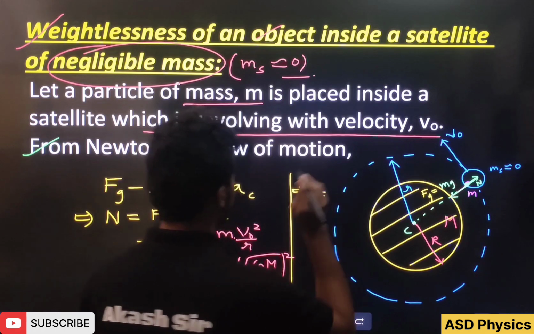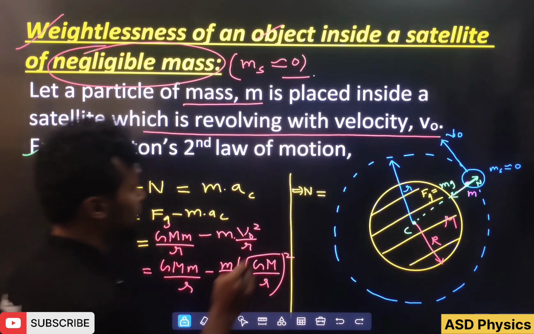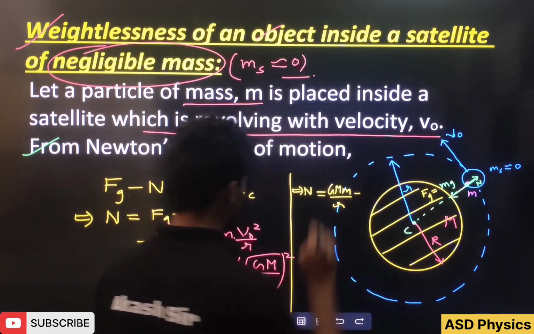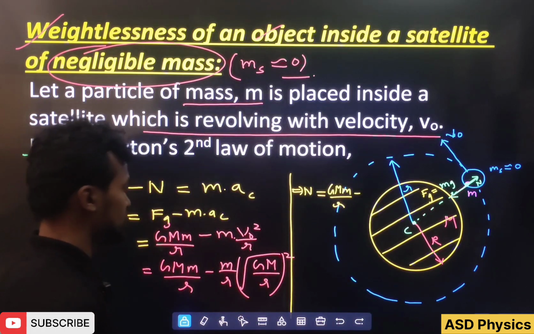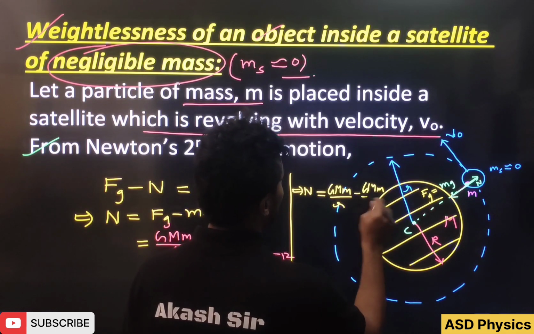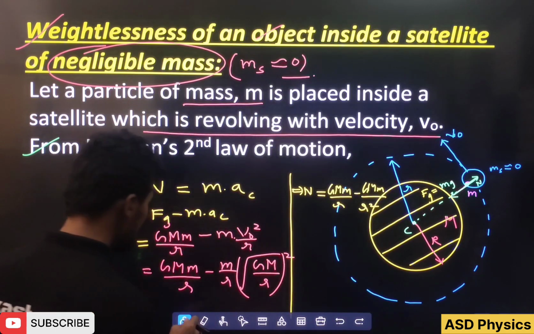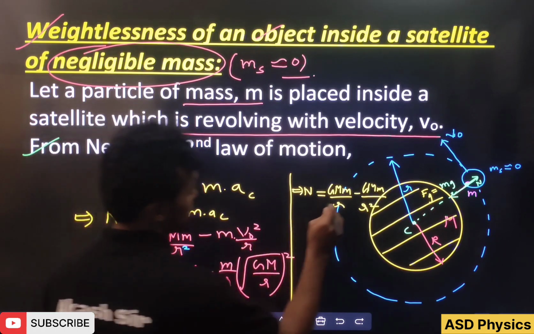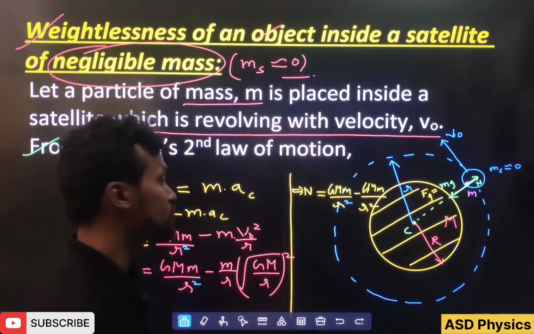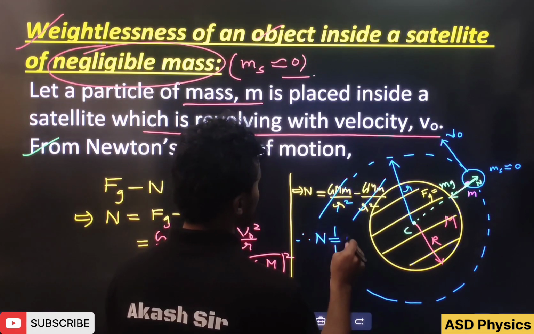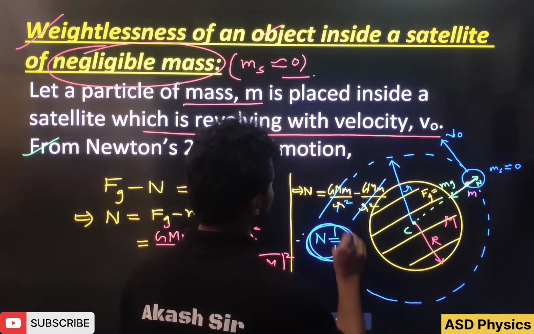This normal reaction is given by what here? This one, GMm by r squared, minus. You just simplify this. What will come here? GMm by r squared. Can you get it? What have we missed here? We have just missed this square here. Okay. So what will happen in this situation? Both these terms will cancel out, and the normal reaction will come to 0.